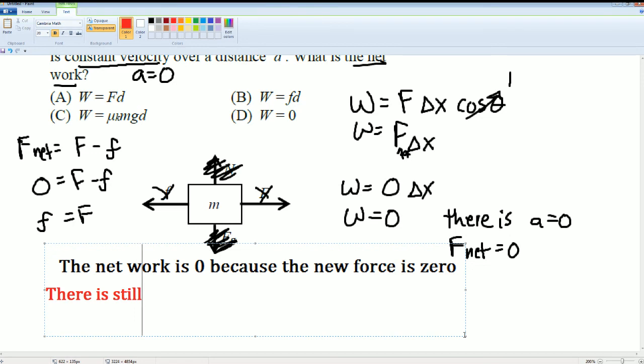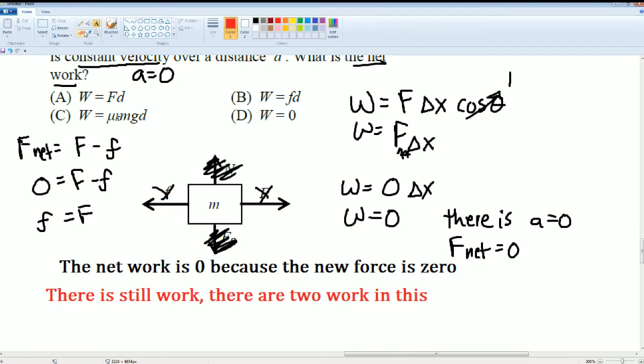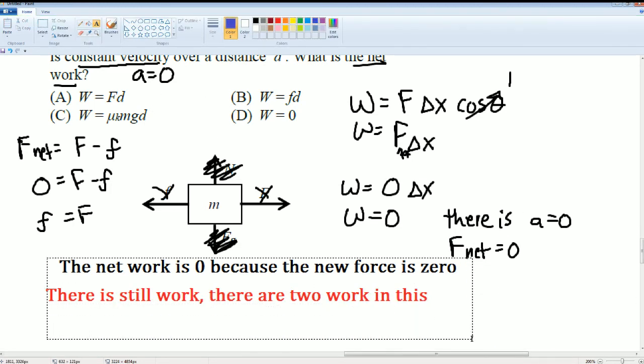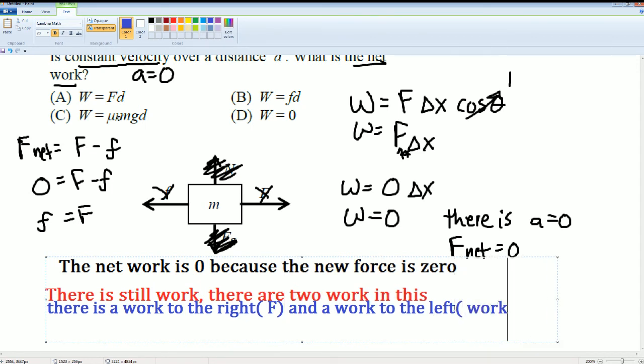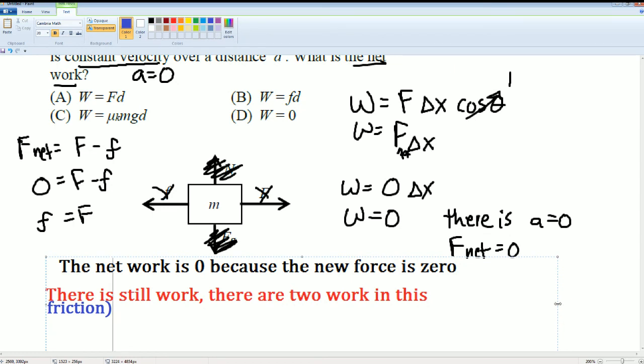There is still work. Okay? There are 2 works in this system. There is a work to the right and a work to the left. The one going to the right is caused by the F, and the one that's going to the left is the work by friction.